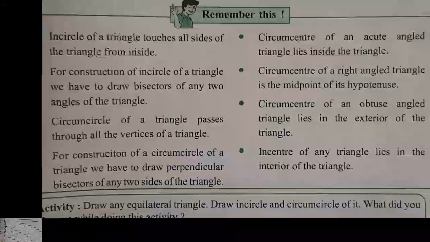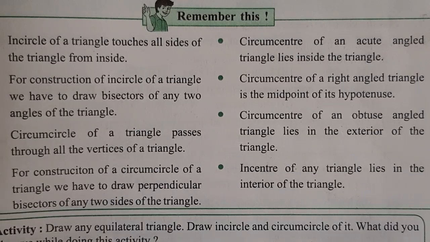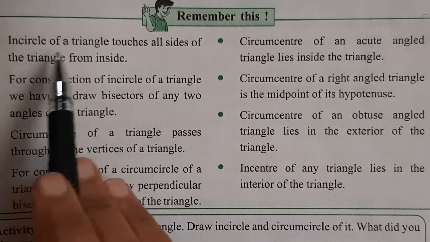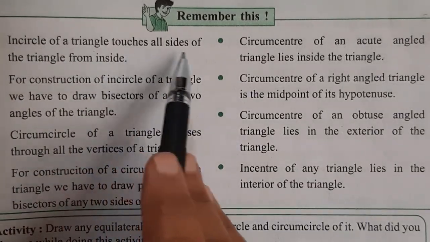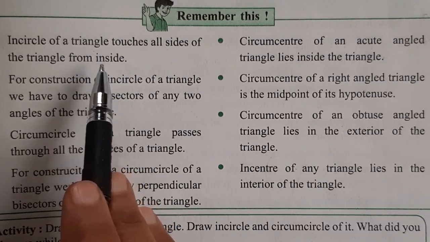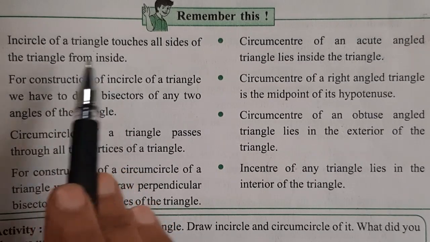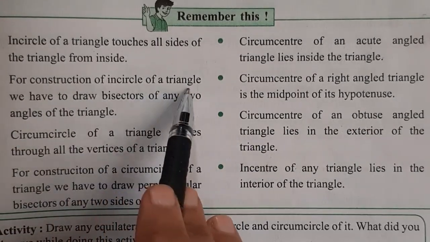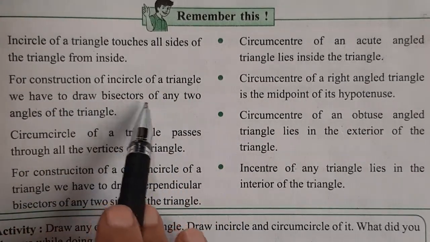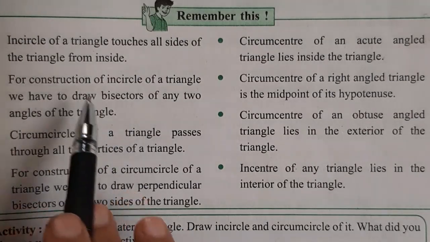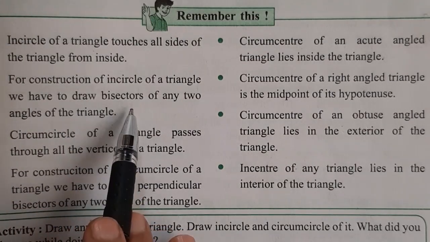For incircle and circumcircle there are some points to be remembered. So we'll see those points. Remember this. See the first point. Incircle of a triangle touches all sides of the triangle from inside. Incircle, that means it touches inside the triangle. Second one. For construction of the incircle of a triangle, we have to draw bisectors of any two angles of a triangle. For incircle, we have to draw the angle bisector.